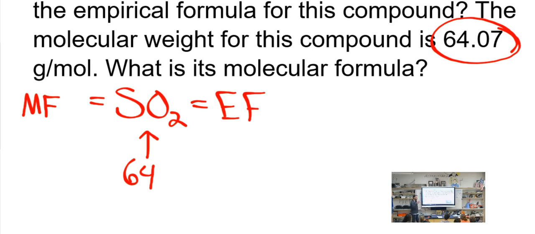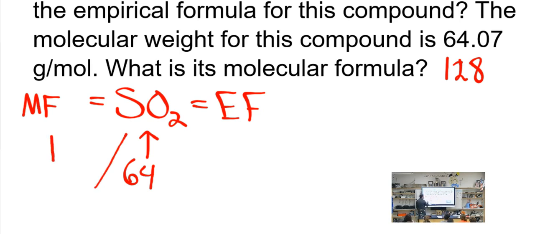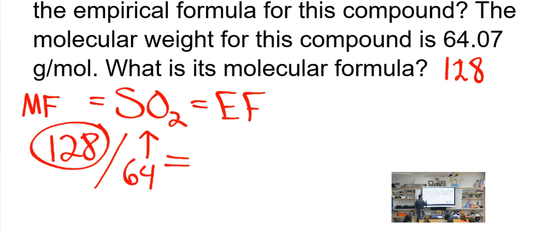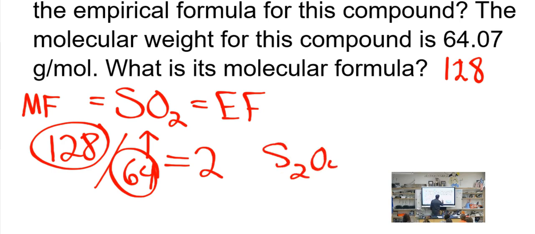Now, when it is not, it would be something like this. It would say that the molecular weight for this compound is 128. And so what you would do there is you would find the mass of this, and you would take the molecular formula and divide it by that. 128 divided by 64 would be 2. And that 2 would mean you have to double everything. So it would be S2O4.